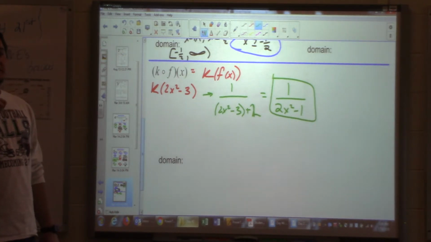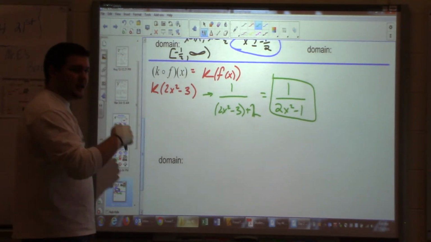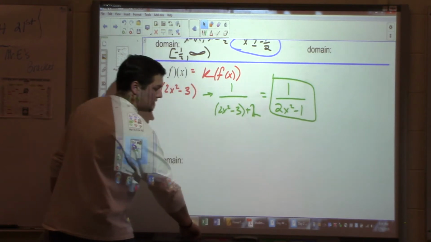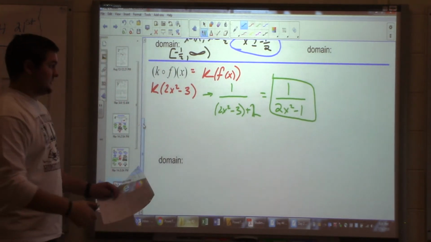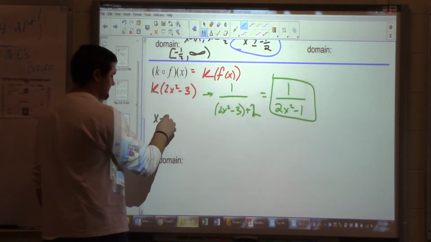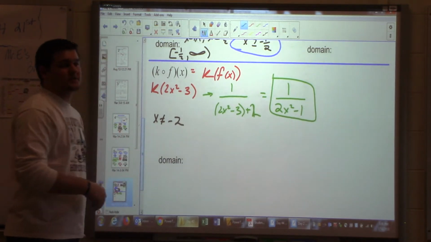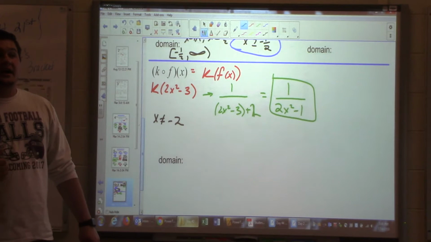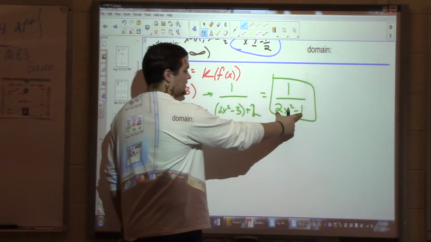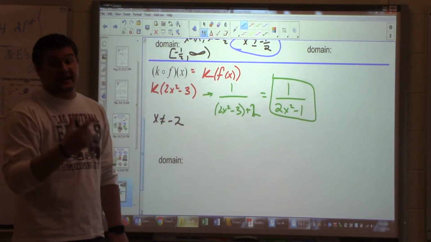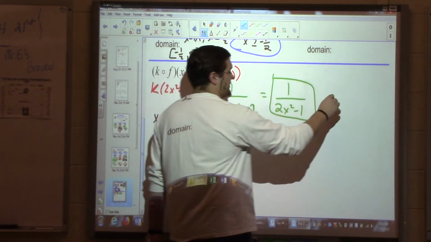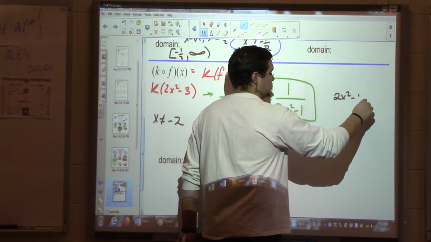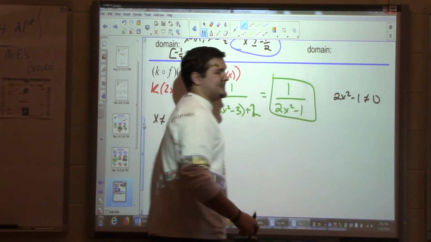Then, domain, I need restrictions. Did K or F have a restriction? K did. What was it? X cannot equal -2. So I know that's one of them. Jalen, do you have a question? No. Okay. Then my answer is going to have restrictions too. It's got a denominator. So I need to take that, 2x squared minus 1. I've got to say it can't equal 0, right?